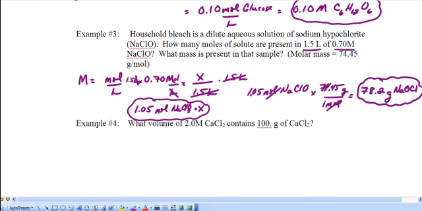So the calculations, you're always going to have one variable that you don't know, and you have the other ones that you do know. Just plug them in and solve. We'll let you try example number 4 on your own here. In the next podcast, we'll go over example number 4, and then we'll continue our discussion going into making dilutions.